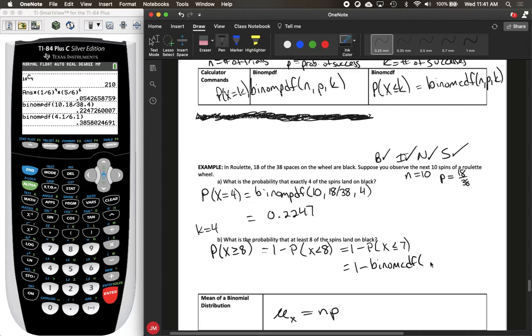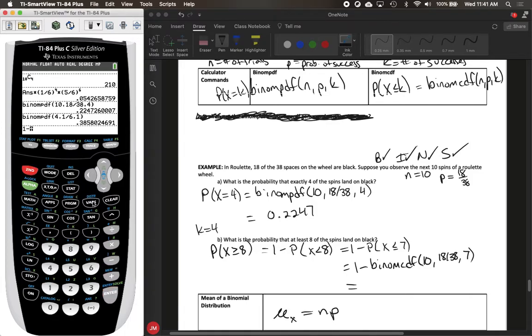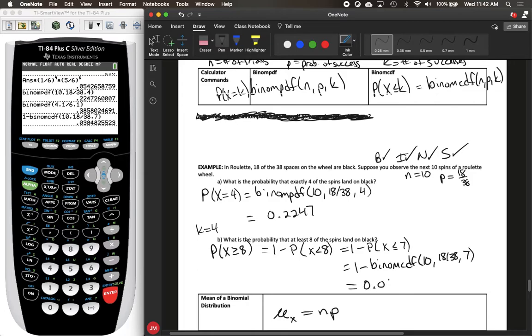So binomcdf, where n is still going to be 10, p is still going to be 18 out of 38, and k this time is now 7. So let's go ahead and put that into our calculator. Don't forget the 1 minus before you find binomcdf. And then once we've got binomcdf, we're going to put in that n is 10 still. Our probability of success is 18 out of 38. And our x value in this case is 7. And that'll tell us that that probability is 0.0385 to 4 decimals.